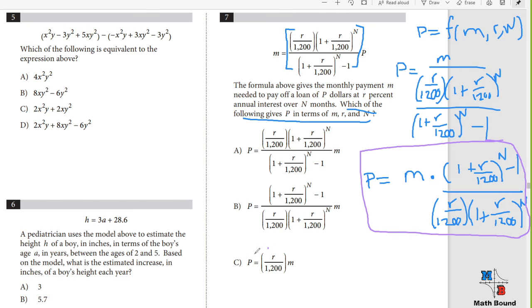D and C are out of the question. I know I can't cross out anything because there's that subtraction. So it looks like B is the answer because we have M being multiplied by this big expression.